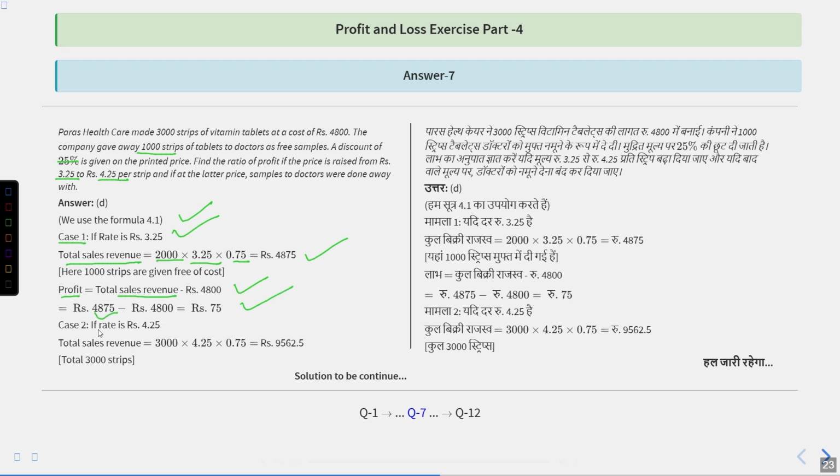Now in case 2, if the rate is 4.25 rupees. Clear? So the total sale revenue, in this condition, he did not give any free samples to the doctors. So total 3000 strips multiplied by 4.25, and he gave a discount of 25%, which is 0.75. When we calculated, we got 9562.5 rupees for total 3000 strips.